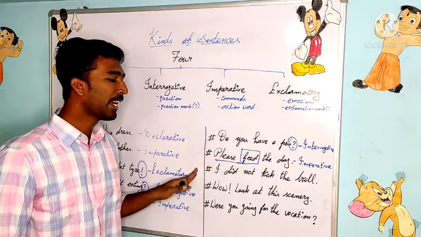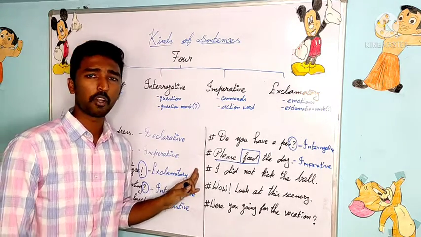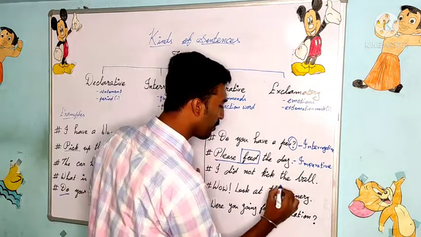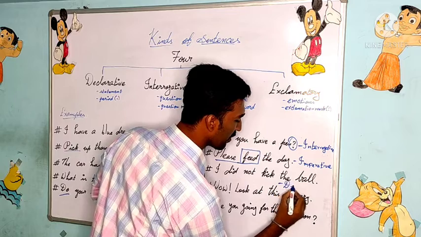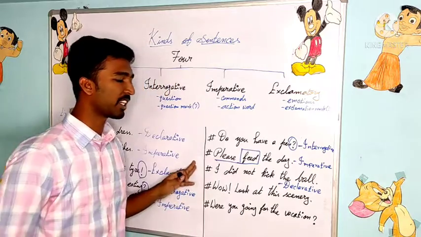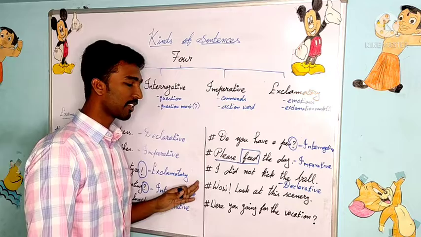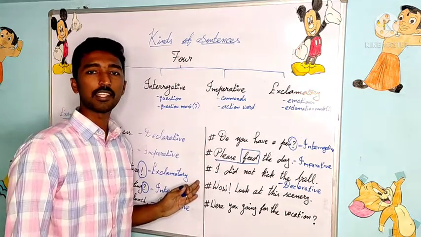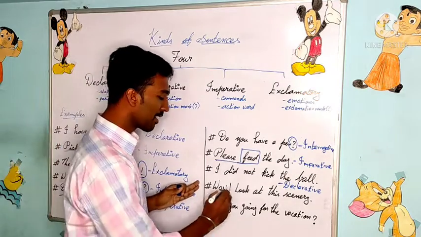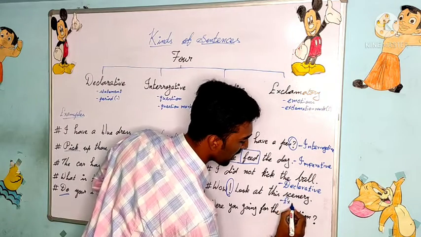The next one. I did not kick the ball. Can you guess it? Yes, it's a statement. Declarative sentence. It's just giving the information that I did not kick the ball. The next sentence. Wow, look at this scenery. It has an exclamation mark. It's an exclamatory sentence.